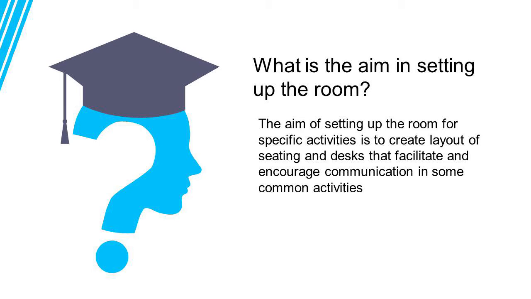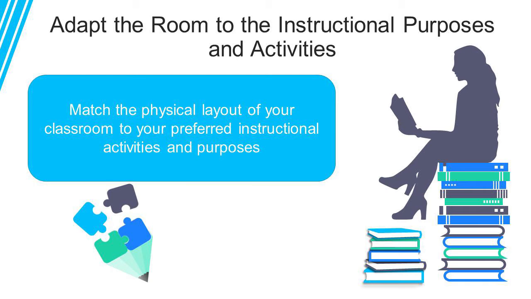If students do the same or similar tasks in the same seats, there is a danger of sameness about everything, and hence boredom and lack of communication. The next is adapt the room to the instructional purpose and activities. Match the physical layout of your classroom to your preferred instructional activities and purposes. Therefore, the teacher must set the students' positions when she or he conducts a specific activity.